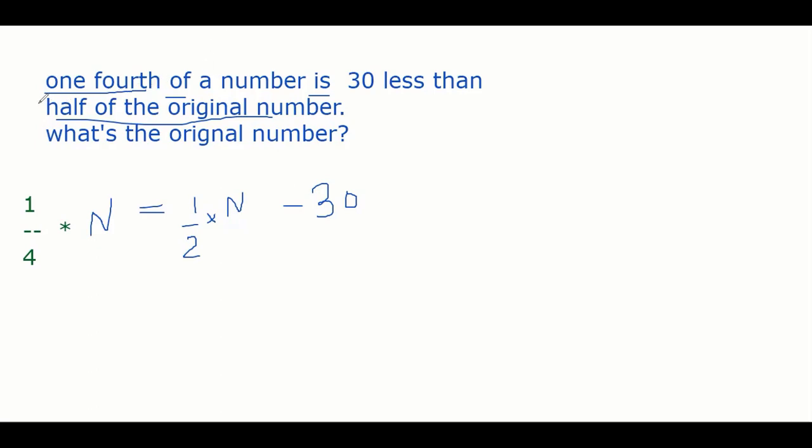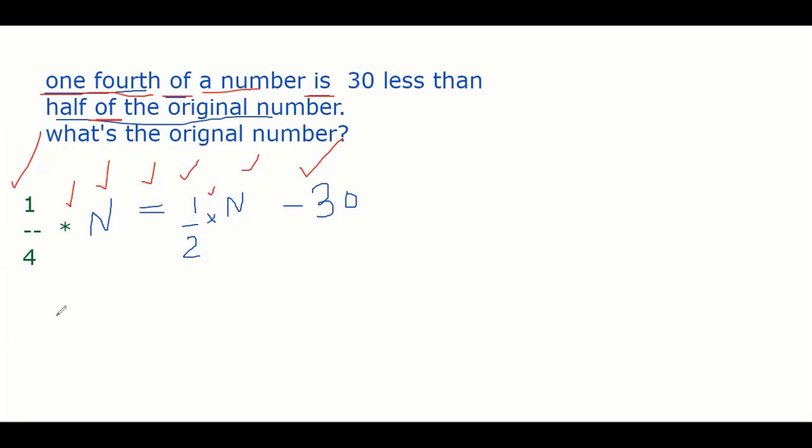Read the first line slowly, because you are explaining to everybody. 1/4, correct? Yes. Of means into. A number means n. Is means equal to. 30 less than half of it: half of n minus 30. Of means again into. The original number is n. See, we converted the word problem into an equation. Correct? Yes, sir. Now we'll solve.